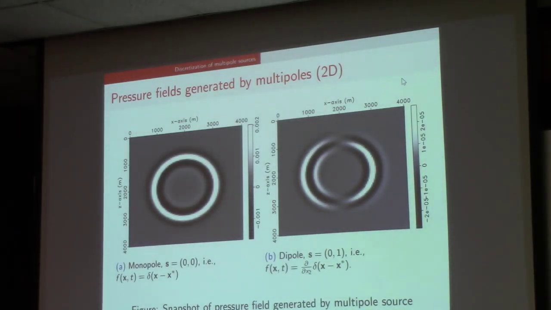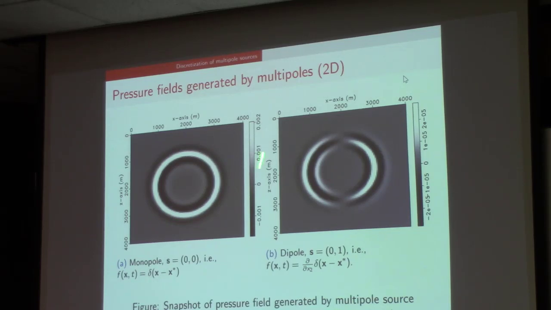Just to show you what these things look like, here's a plot of the pressure field at a point in time, a snapshot in time, on the x and y axes, or I think I call this x and z axes. The plot here is for the monopole case, where you have no derivatives, it's just the delta function. I forgot to put here a function in time. It's actually a Ricker wavelet in time. But you see here, as expected, it's nice and symmetric. According to that formula, circular symmetry here.